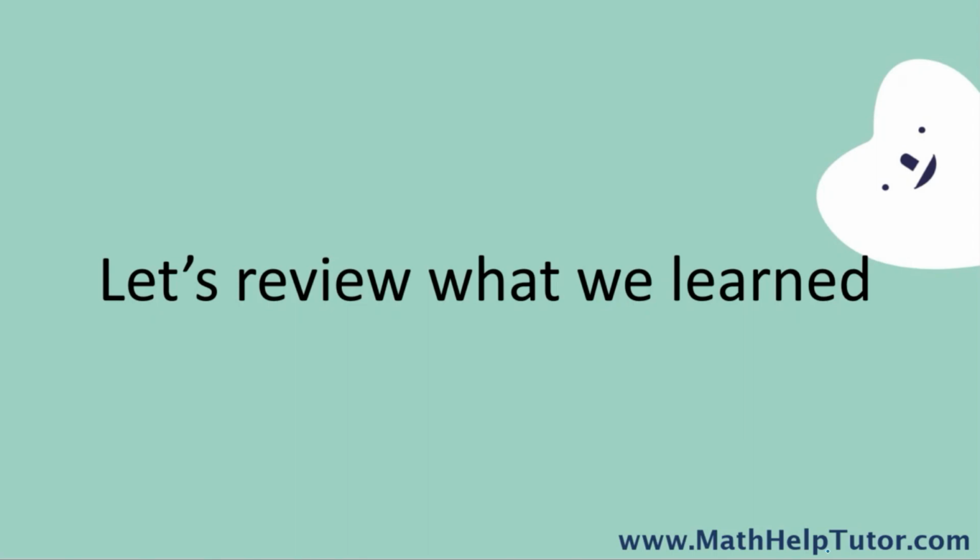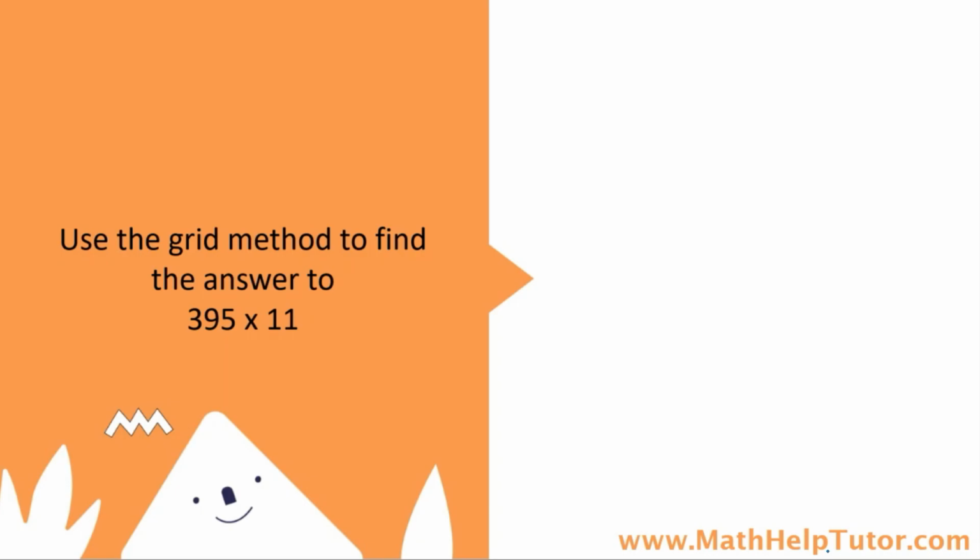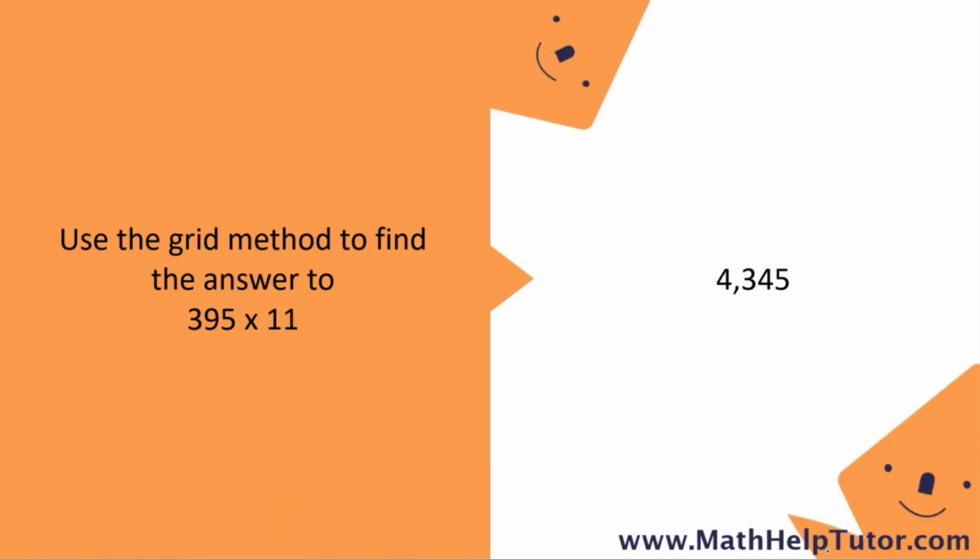Now let's review what we learned. You can pause the video if you need more time to answer the questions. Let's begin. Use the grid method to find the answer to 395 times 11. The answer is 4,345. So how did we arrive at this number?